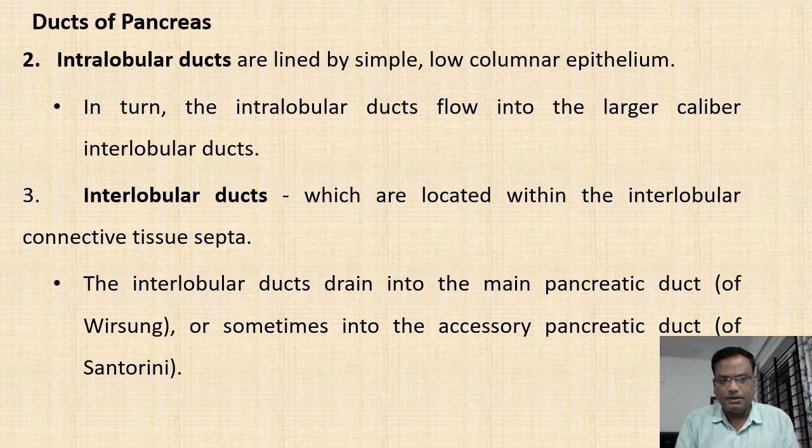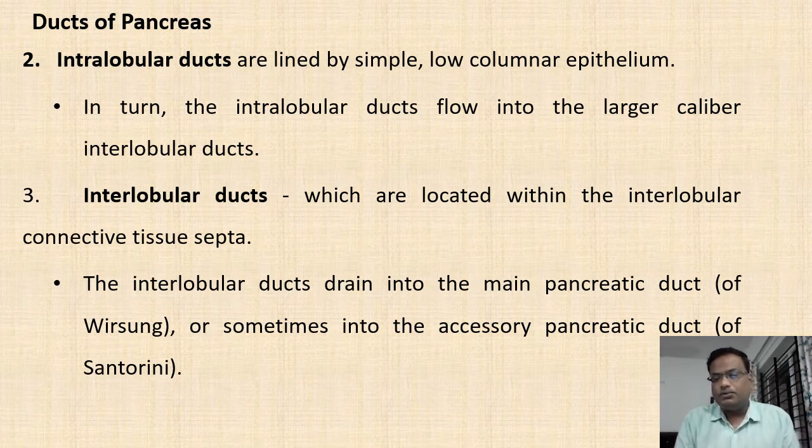Now the second duct are intralobular ducts. The first kind of ducts join into the intralobular ducts, and these are lined by simple low columnar epithelium, right? And these intralobular ducts flow into the larger interlobular ducts. The interlobular ducts are located within the interlobular connective tissue septa.